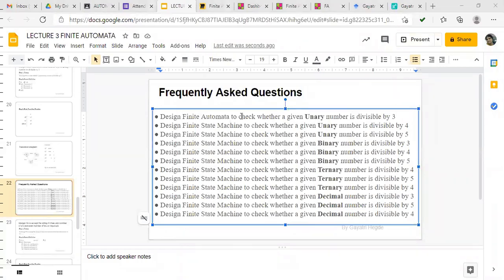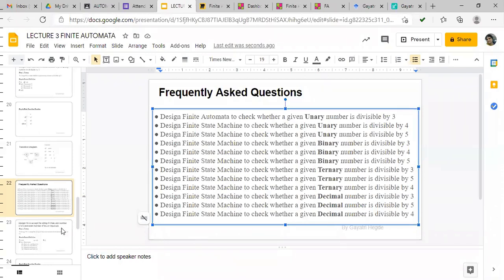The question may be, see here, finite automata, unary number divisible by 3, unary number divisible by 4, unary number divisible by 5. Same way, binary number divisible by 3, 4, 5. Ternary number by 3, 4, 5. Same way, decimal number by 3, 4, 5. You should know all this, okay? Design finite automata for unary number 3, 4, 5, binary number 3, 4, 5, ternary number 3, 4, 5, or it may be decimal number 3, 4, 5. And again, I repeat, you have to follow all the steps. Even if they give you 6, 7, 8, 9, what a big deal in that, right? You can do it.